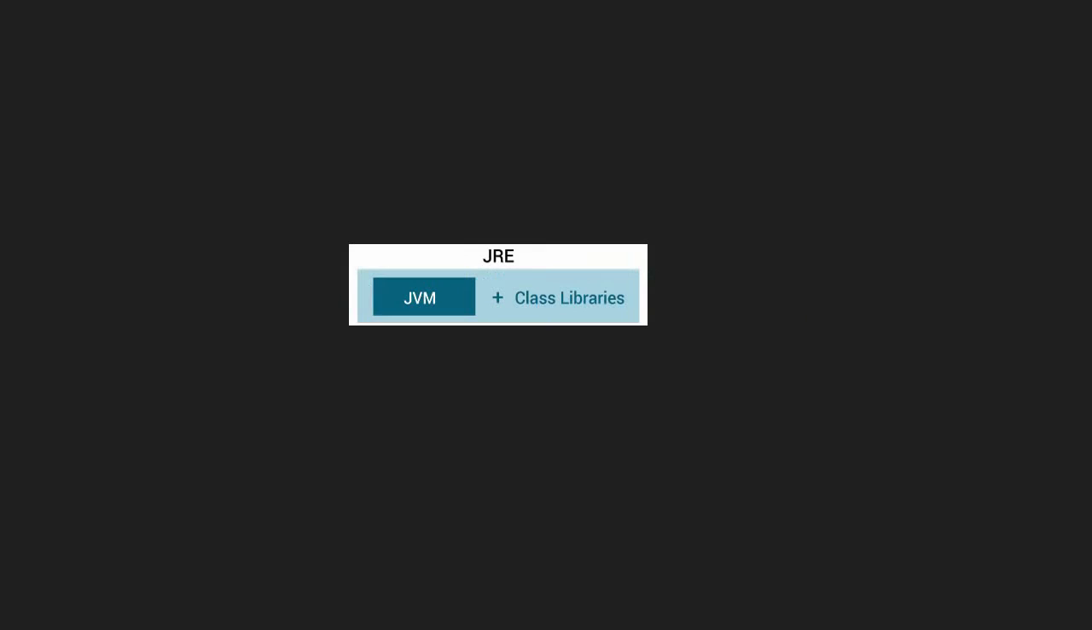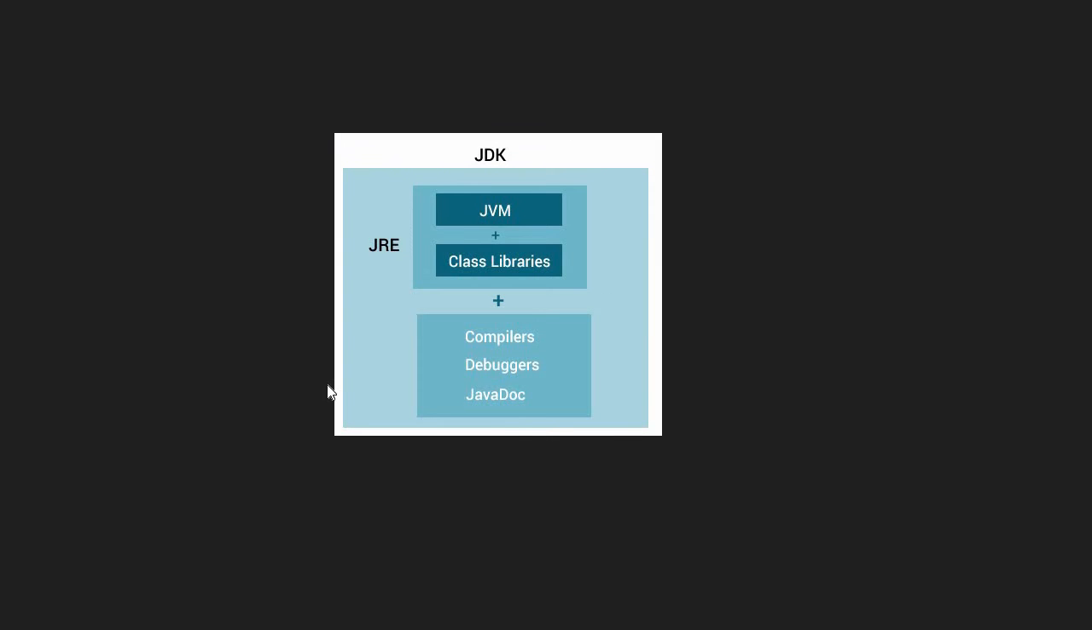So now let's talk about what is JRE. JRE is an abbreviation of Java Runtime Environment. It is a software package that provides Java class libraries, Java Virtual Machine and other components that are required to run Java applications. So JRE is the superset of JVM. Now what is JDK? JDK is a software development kit required to develop applications in Java, and the full form of JDK is Java Development Kit. So JDK is nothing but a combination of JRE, compilers, debuggers, Javadoc, etc.